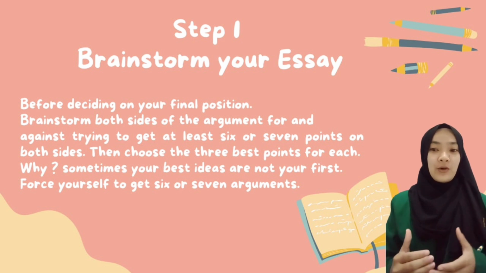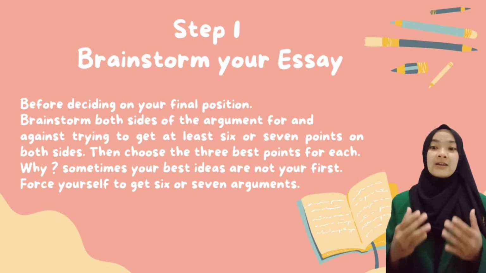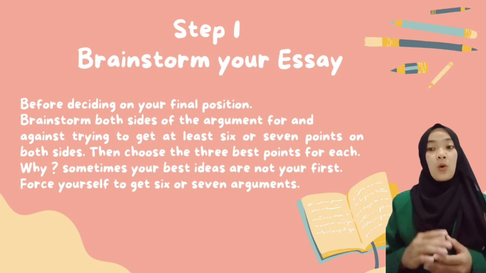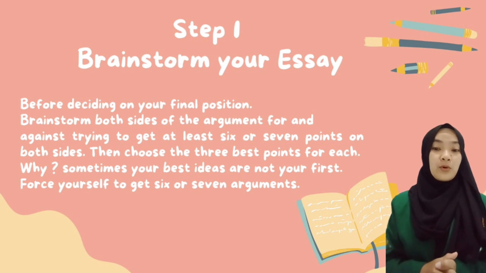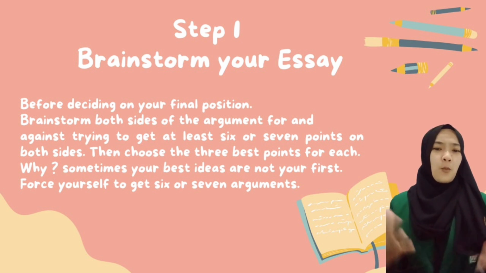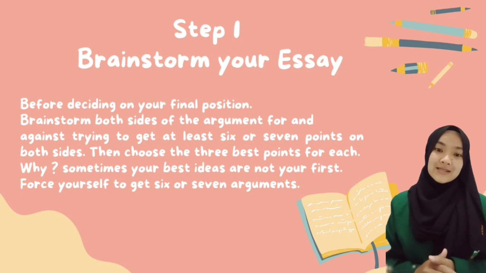Before deciding on your final position, brainstorm both sides of the argument, for and against, trying to get at least 6 or 7 points on both sides. Then, choose the 3 best points for each. Why? Sometimes your best ideas are not your first. Force yourself to get 6 or 7 arguments.